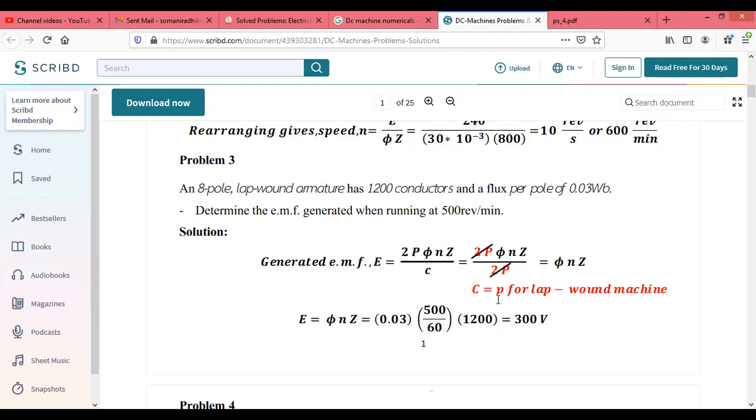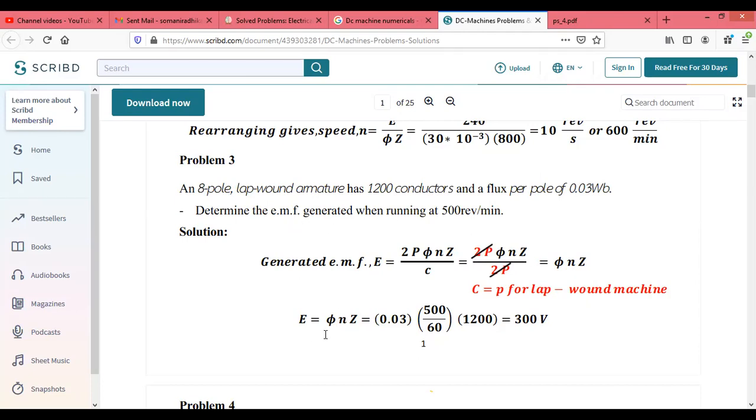Because here we are taking the value of C, which they have given as lap wound. So here we are taking P for lap wound minus wound motion. So you will get C equal to 2P. Here P will get cancelled, 2P, and here we get our equation, phi NZ. Again, you are supposed to determine the generated EMF.